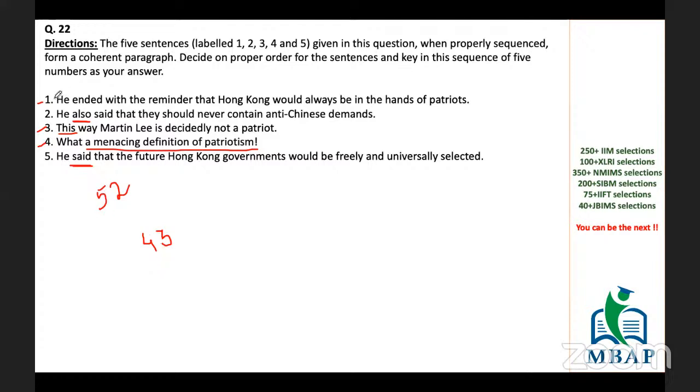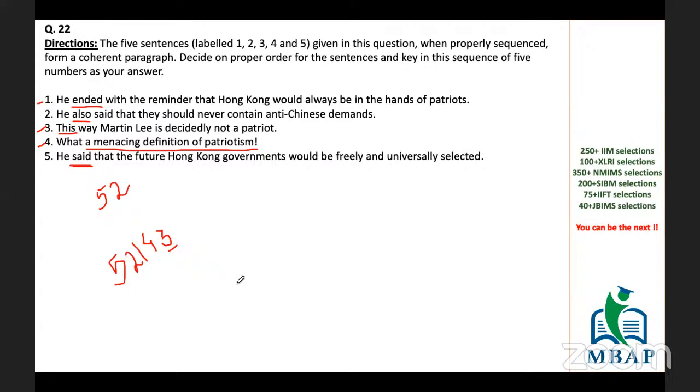Now let's see where we can fit first with these two sentences. He ended with a reminder that Hong Kong would always be in the hands of patriots. So I can easily put that here, because with third we have concluded that he is not a patriot. This one sounds more like a conclusion. So I'm going to put first here, because fourth and third make a pair. I cannot break it. I cannot put any sentence in between. So now all I have to do is decide whether fifth or first is the introductory sentence. Let's read fifth: he said that the future Hong Kong government would be freely and universally selected. Now, he also said that, he ended with a reminder that Hong Kong, so this cannot be, because this shows that he started with something and ended with something. So my sequence becomes five and second. I hope you guys are clear.